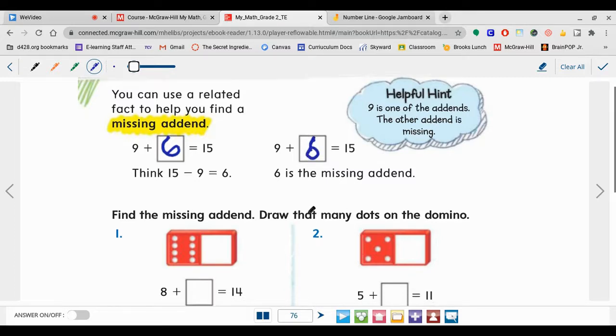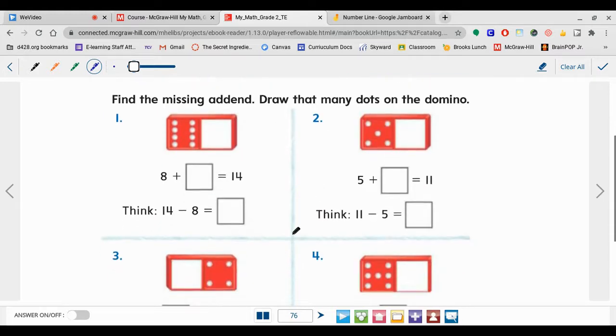Now we're going to come down here and try the drawing method again, all right? So these are two different ways that we can think about it. We're going to try drawing it onto the domino, and then we'll do our equation using a subtraction problem. So for number 1, I have 8 plus something equals 14.